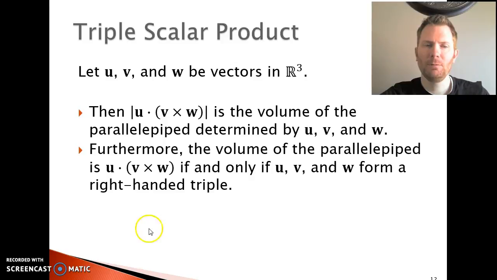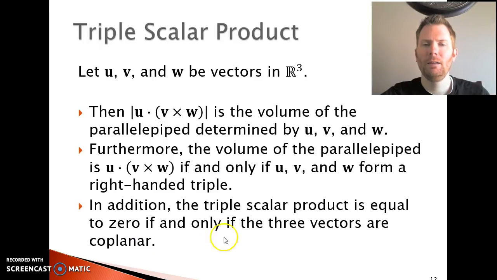And the volume of the parallelepiped is that if and only if u, v, and w form a right-handed triple. So you don't have to worry about the absolute value signs if you do have a right-handed triple. And the triple scalar product is equal to 0 if and only if the three vectors are coplanar, which would make sense if your three vectors are all in the same plane. They don't actually form a parallelepiped, so you can't find the volume of it.